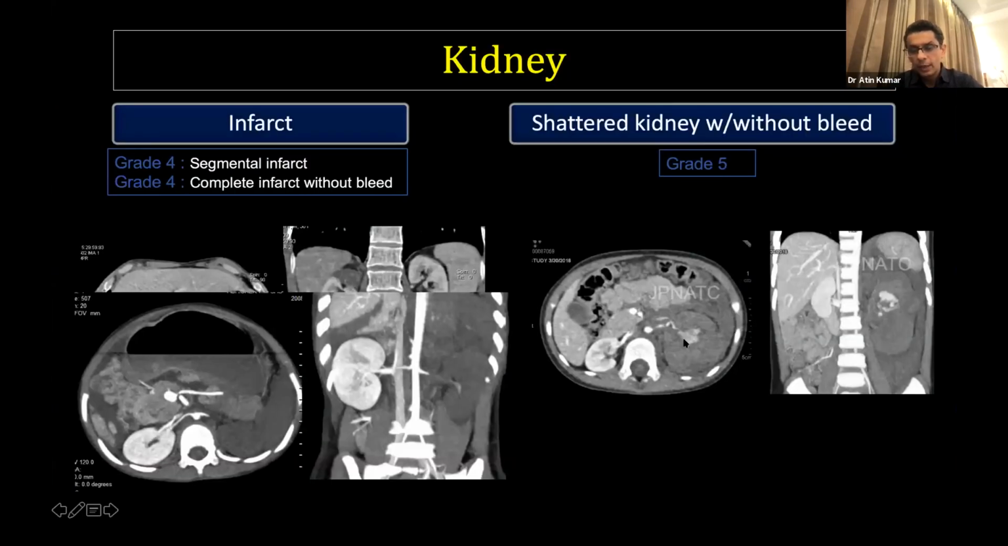These may require some form of angio intervention. We go ahead and do an angioembolization in these patients. Otherwise, they usually do not require nephrectomy if the patient is hemodynamically stable.